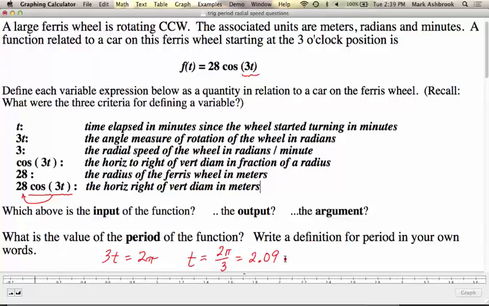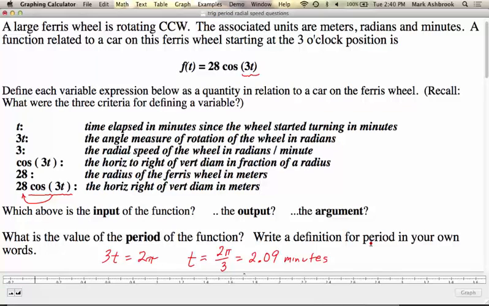Let's get a decimal approximation: 2.09. Units? Radians? Seconds? And 2.09 minutes is the what? This is the period. And what is that? The time for one rotation. Because it's the interval of input that results in one full cycle of output. Right? The interval of input that results in one full cycle of output.